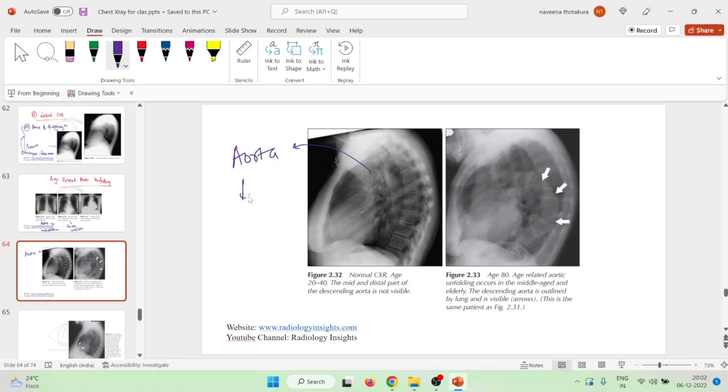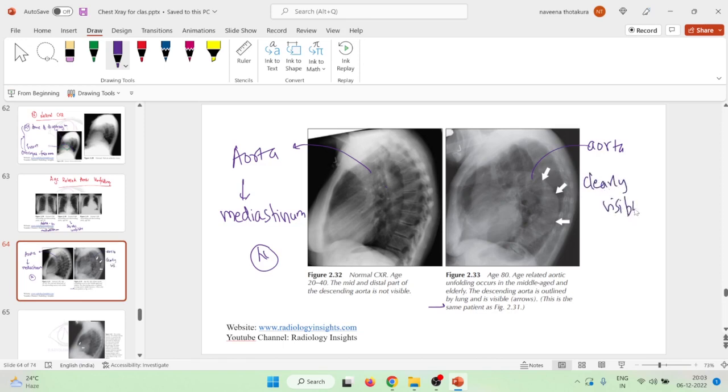Okay, this aorta is actually situated in the mediastinum. You can see this is the mediastinum and it is situated here. This is the aorta, which you can see clearly. Normally it is situated in the mediastinum and is not clearly visible. But as the age increases, the aorta becomes clearly visible here.